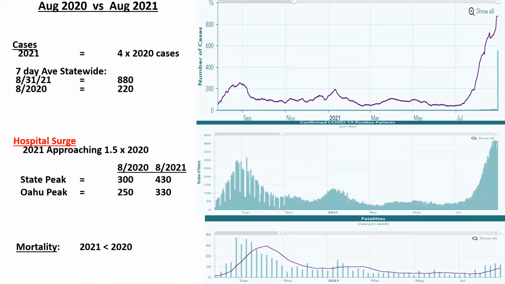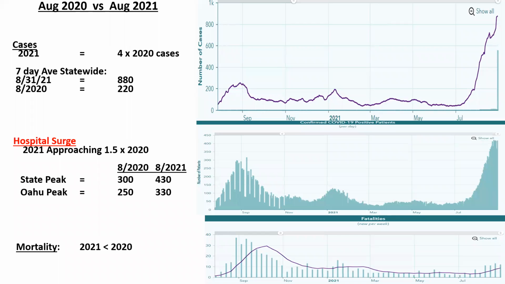So much more cases. Today was like 860, I think, the 7-day average. And by the way, I don't look at the daily cases too much. I look at the 7-day average because the daily cases fluctuate too much. In fact, there was a daily case of like 1800 last week, and that was because of a lag in one of the labs reporting. So it was not a true daily 1800, but like a reporting catch up. So cases are 4 times what it was last year.